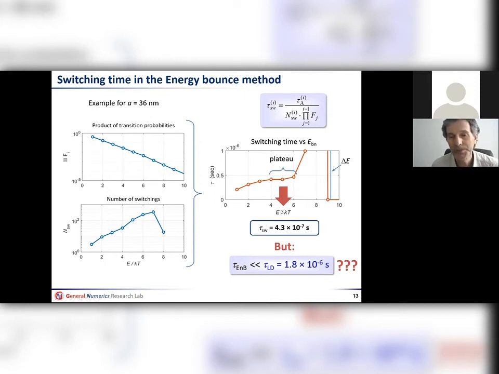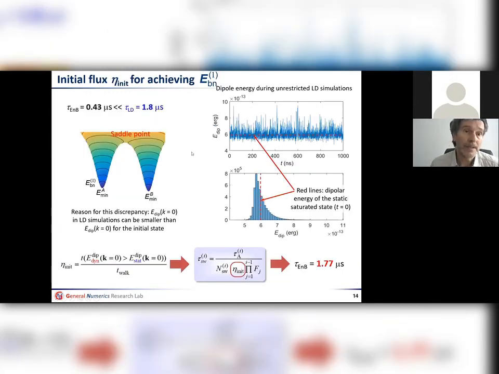But the time you compute this way is unfortunately, in this example, around 3 times smaller than the time it should be according to the Langevin dynamics. So the reason should be found out. Again, it has to do with the fact that the energy which you declare as the Bohn's energy is no more the total system energy. So the reason is that your energy for Langevin dynamic simulation can be smaller than the system energy for the initial state. So this is shown here.